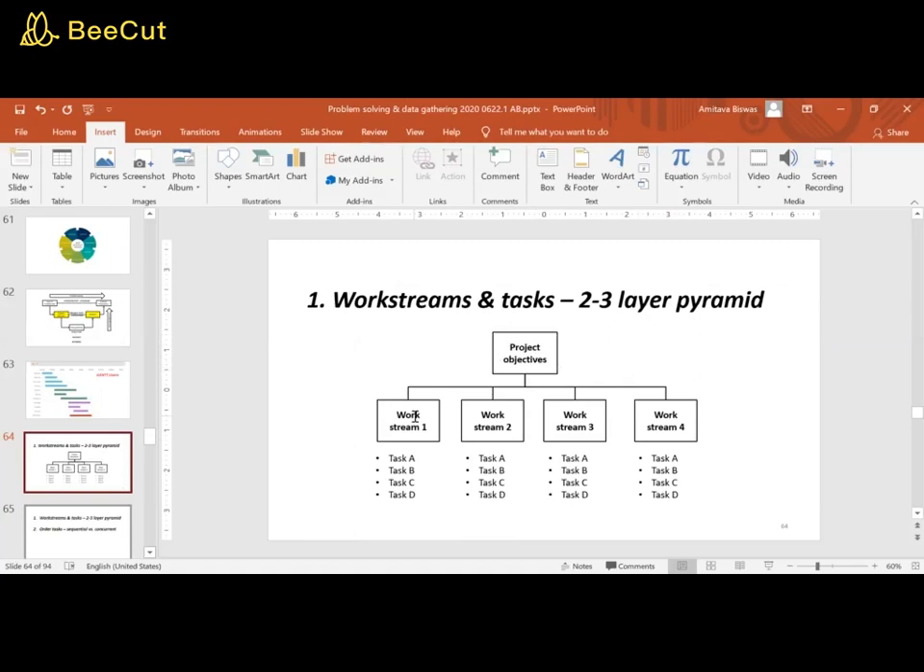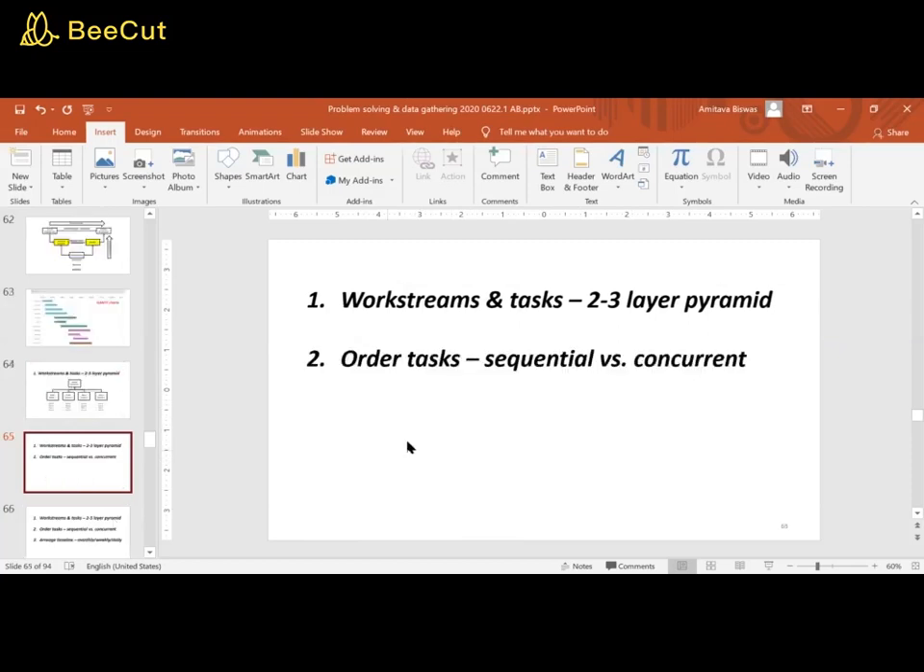There's work streams, the different work streams that we need to do. All right, and you guys are dividing this up already. In this work stream, there's different tasks, right, and so on. Once we define all of those things, you want to order the tasks, right? What are sequential? So what needs to happen after something else?